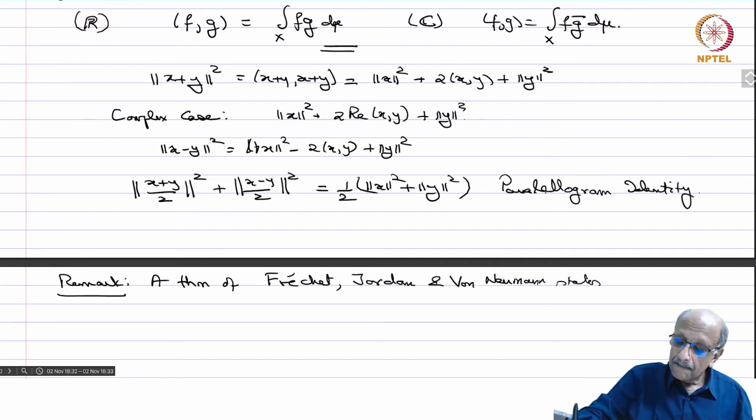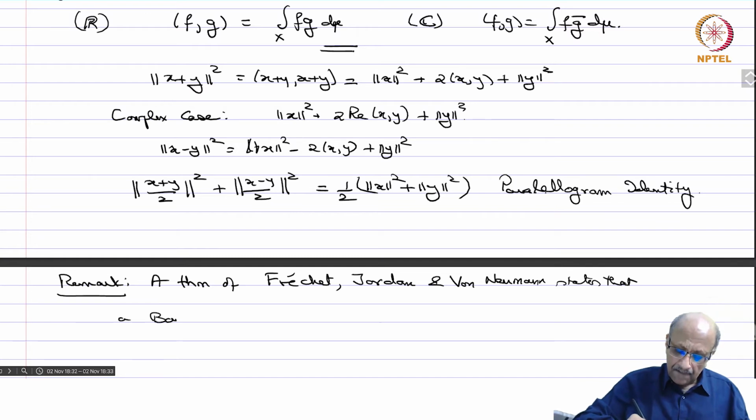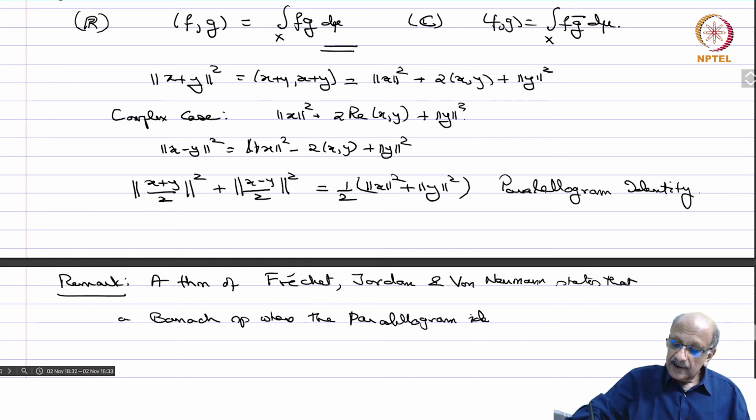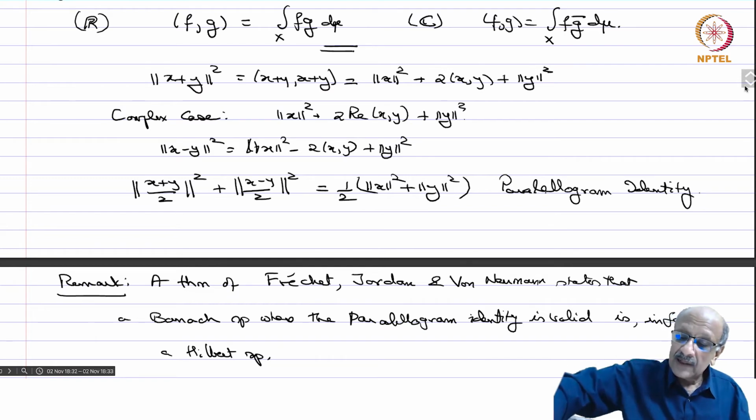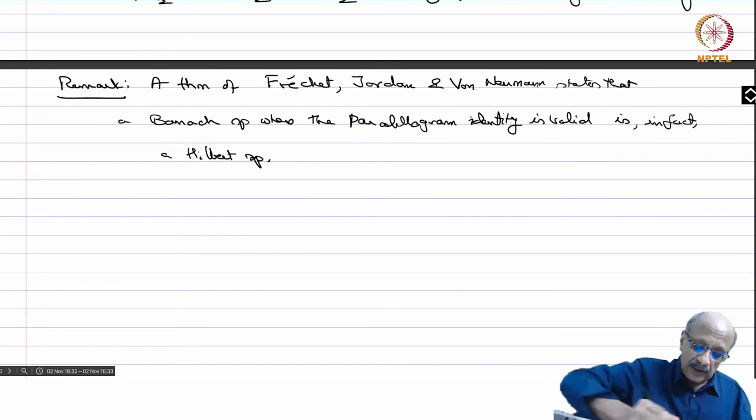states that a Banach space where the parallelogram law identity is valid is in fact a Hilbert space. That means you can write down an inner product which generates the norm. Once you have the parallelogram identity, you can use it to do it.